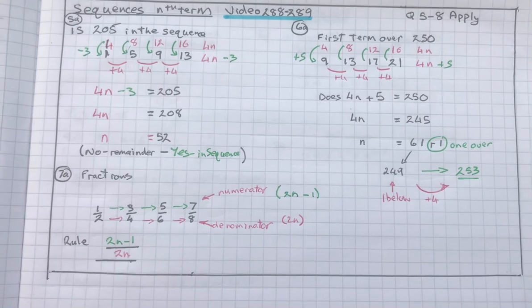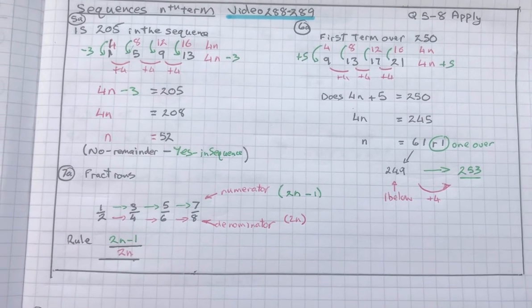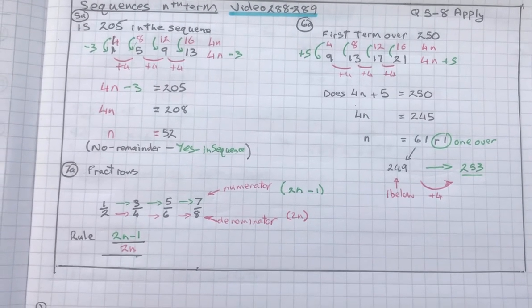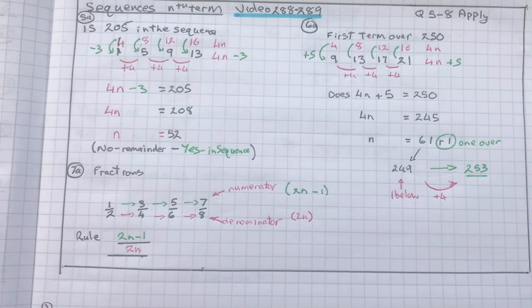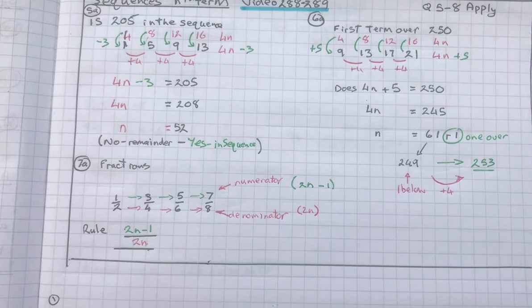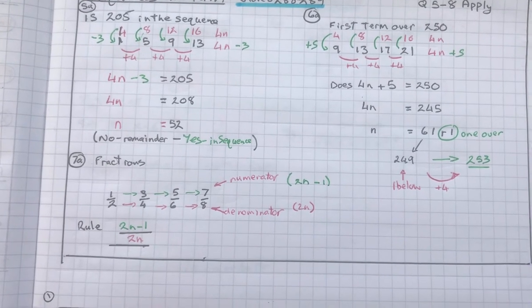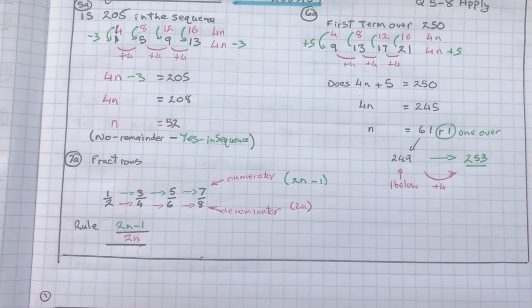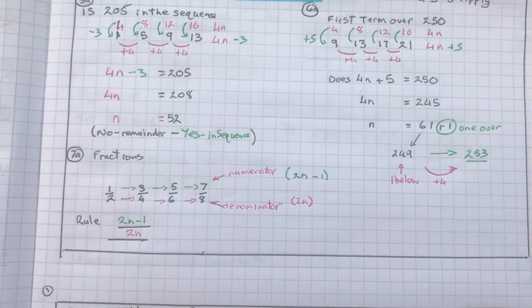6a says find the first term over 250 for the sequence 9, 13, 17, 21. It's going up in 4s, so it's 4n. But what do I do to my 4 times table to get my initial sequence? I add 5. So the rule there is 4n plus 5.